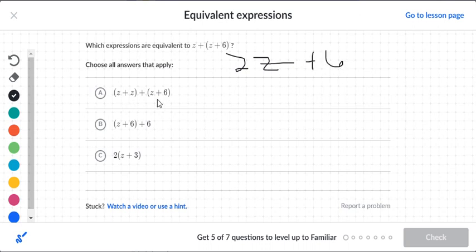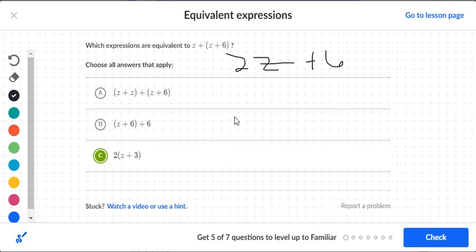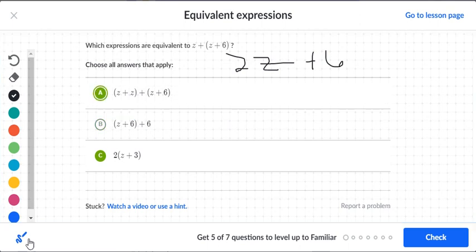So we're looking for anything that gives us 2z plus 6. This one is no good because there's 3 letter z's there. This is not a very good choice because there's only one z there. This one is actually a good choice because if you multiply 2 times z, you get 6, let's see, you get 6 letter z there.